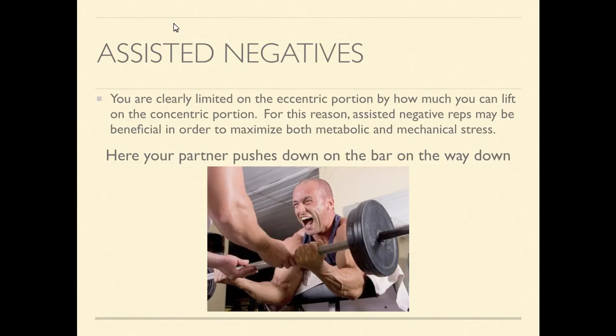So what we think is that you're clearly limited on the eccentric portion by how much you can lift in the concentric portion. For this reason, assisted negatives may be beneficial in order to maximize metabolic stress. So basically what you do is you lift normally concentrically, and then your partner pushes down on the bar on the way down. This is an advanced technique, I have to warn you though.